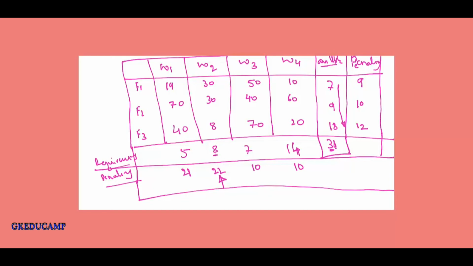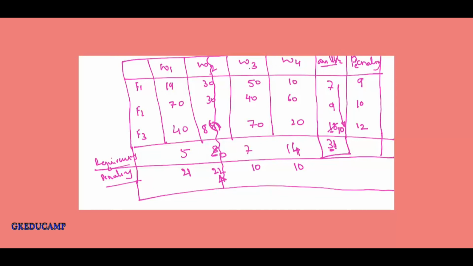Here the requirement is 8 and the availability is 18. Which one is the minimum, 18 or 8? It is 8. So we allocate 8 here. The requirement becomes 0 and the availability becomes 10. So this complete column goes away.